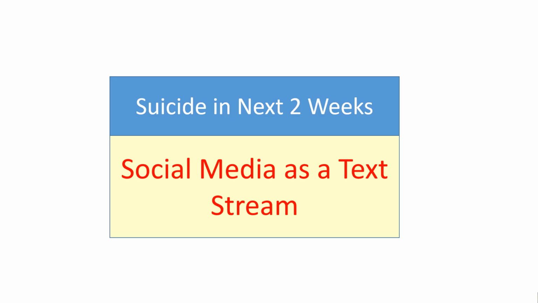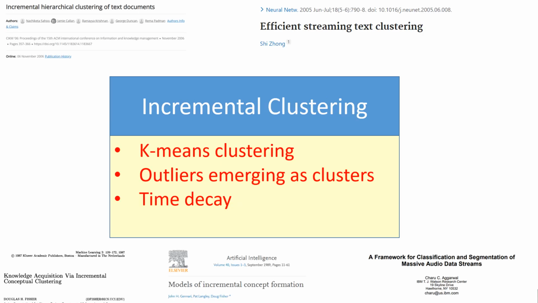So one way of approaching this problem is to treat social media as text streaming, and there has been progress made in the field on how text streaming will work. The classical incremental clustering in streamed text relies on k-means clustering, and outliers emerge as clusters, as at each step a different clustering occurs on the segment that is new. There is a significant time decay: if a cluster doesn't emerge in a certain time period, then that cluster is ignored over time and other clusters might show up.